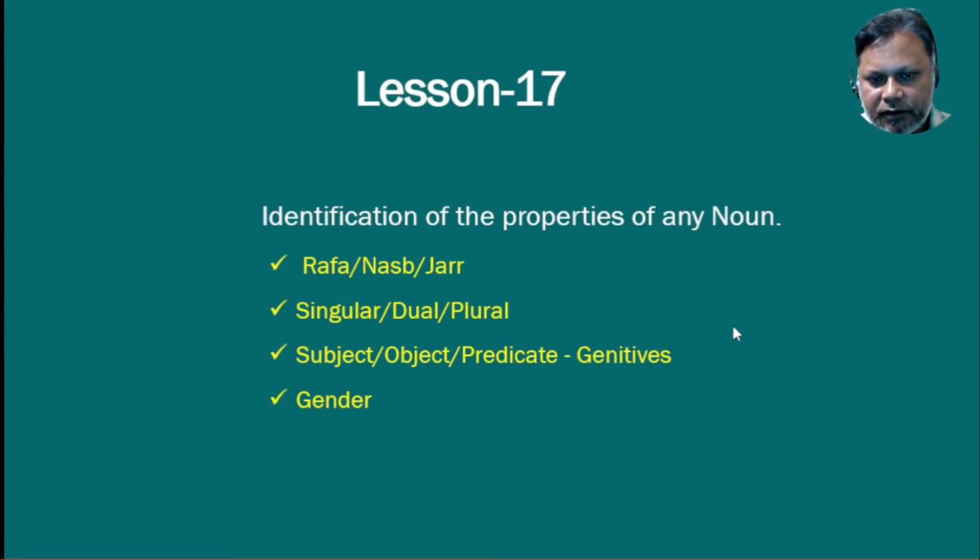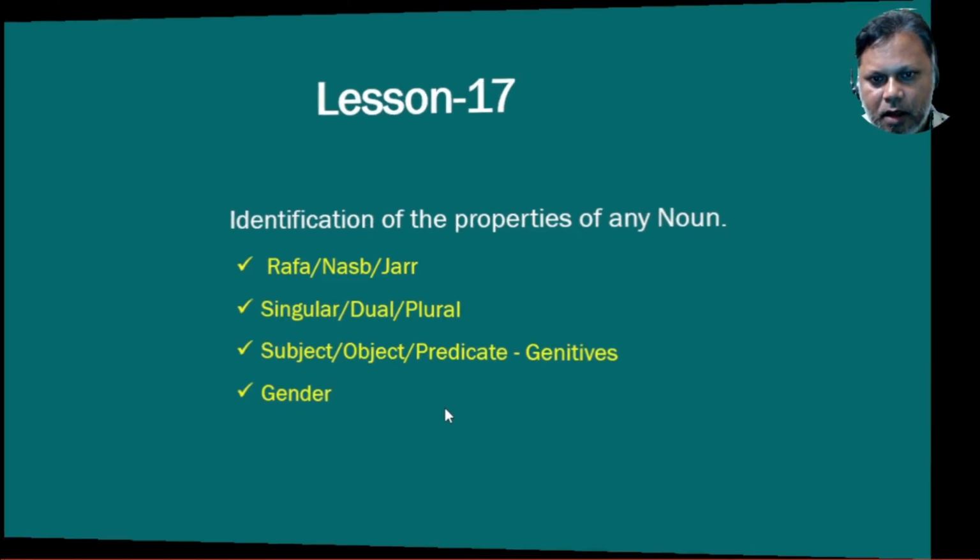In this lesson we will discuss how to identify different properties of any noun in a sentence. The properties are state of rafa, nasab or jar, singular, dual or plural, object, predicate or genitive, and gender. Let's start.